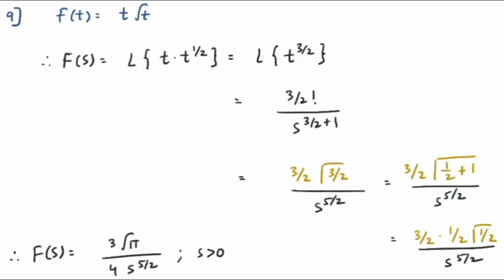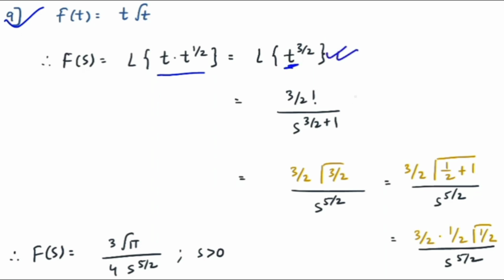Actually, the previous question was a little easy. Let us see some tough question, question 9. F of t is given as t root t. Tell me what would be the Laplace of this function. You might say that it would be Laplace of t into t raised to half. And I can use the indices because the variable is the same, that is t. I can add the powers. So 1 plus half will be 3 by 2. So t raised to 3 by 2 is my function.